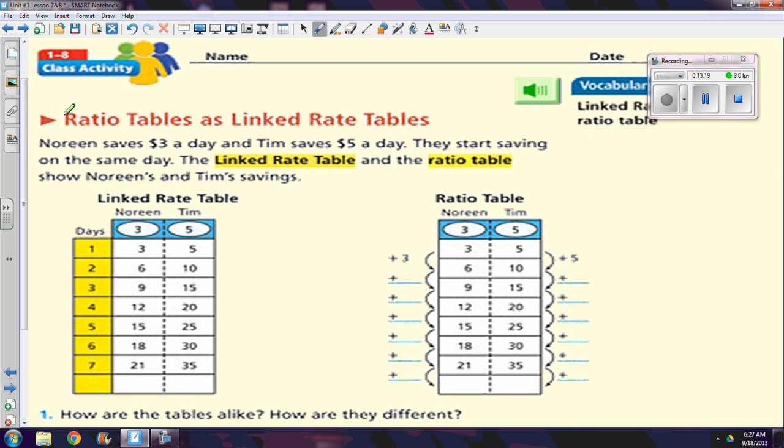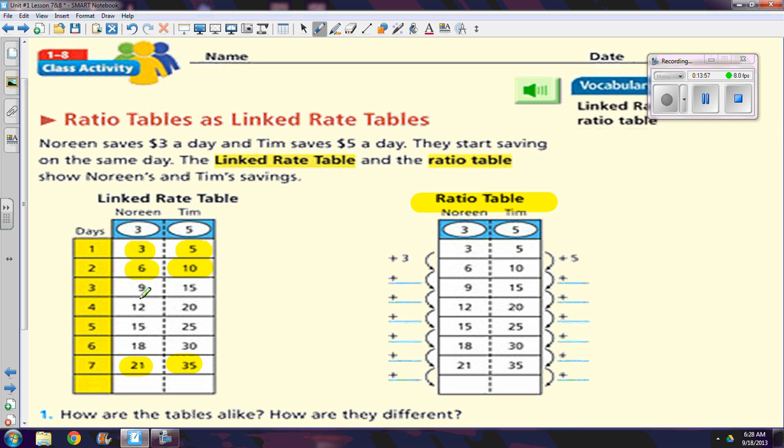Noreen saves $3 a day and Tim saves $5 a day. They start saving on the same day. The linked rate table and the ratio table show Noreen's and Tim's savings. So one of them is earning $3 a day, while the other one is earning $5 a day. So in one day, Noreen would have $3 and Tim would have $5. In 2 days, Noreen would have 6. Tim would have 10. 2 times 3, 2 times 5. All the way up to the 7th day, now Noreen has $21 and Tim has $35.